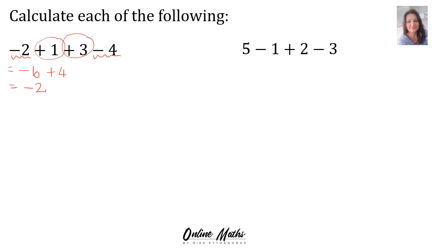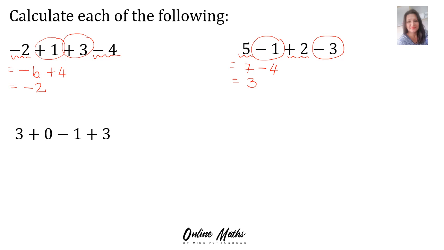This one, 5 minus 1 plus 2 minus 3. Add all the positives. 5 plus 2 is 7. Then add all the negatives. You owe me 1, you owe me 3, so you owe me 4, -4. And then it's just a normal 7 minus 4 is equal to 3.